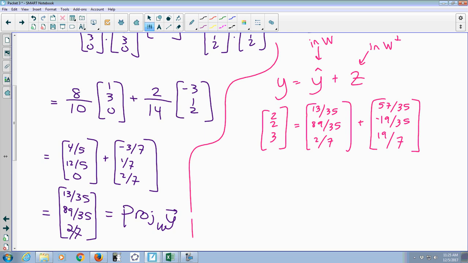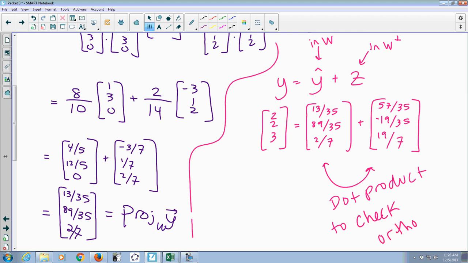So this is my y hat, this is my z. Y hat is in the vector space W. Z is perpendicular to W. You can double check. If you take the dot product of these two vectors, they should be orthogonal. So that's just a quick way to check your work. If you came up with your answer and they do add up to y, you can dot product to check that they're orthogonal, and then you'll know that you did everything right. All right, so that's it for the 6-3 lecture.